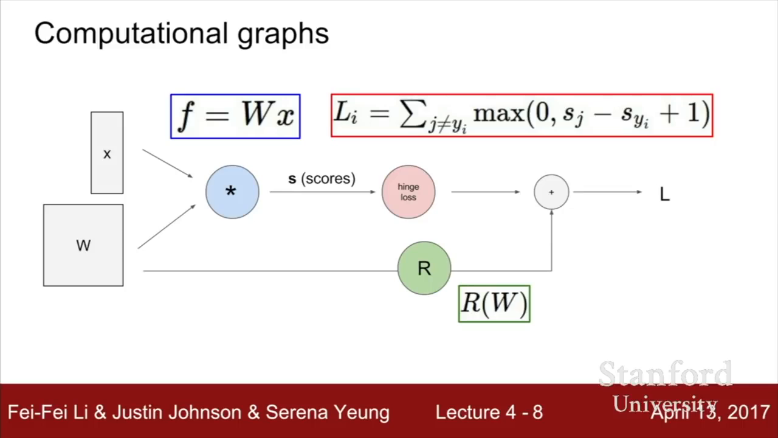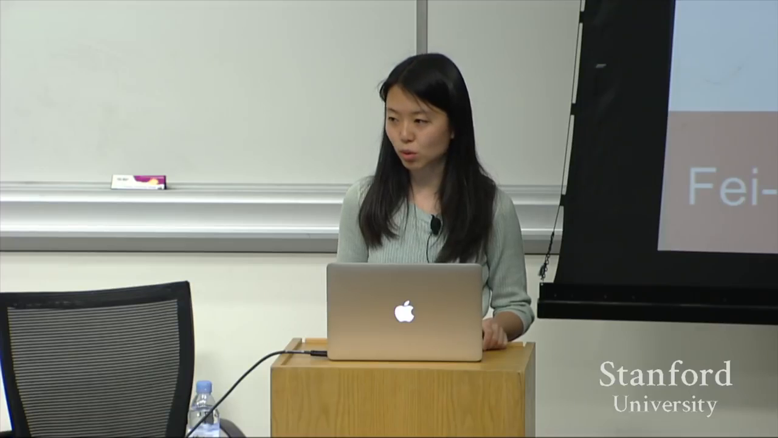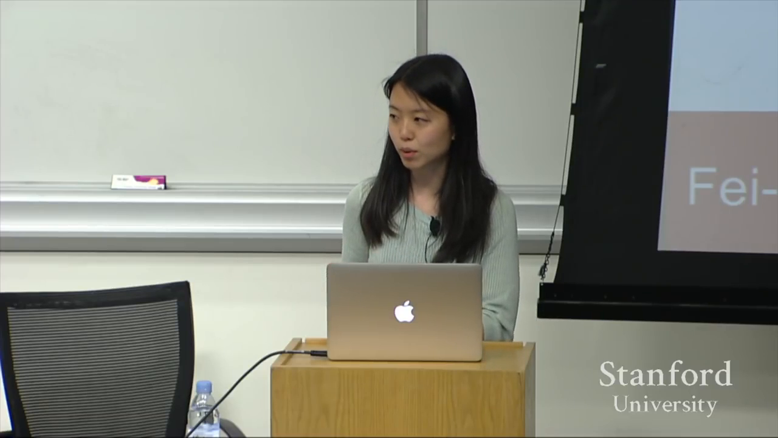And we also have this regularization term at the bottom, right? So this node computes our regularization term. And then our total loss here at the end, L, is the sum of the regularization term and the data term. And the advantage is that once we can express a function using a computational graph, then we can use a technique that we call backpropagation, which is going to recursively use the chain rule in order to compute the gradient with respect to every variable in the computational graph. And so we're going to see how this is done.